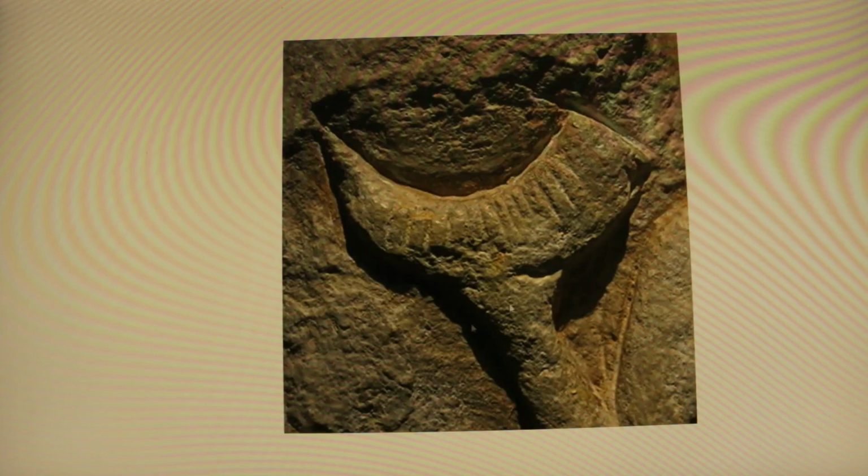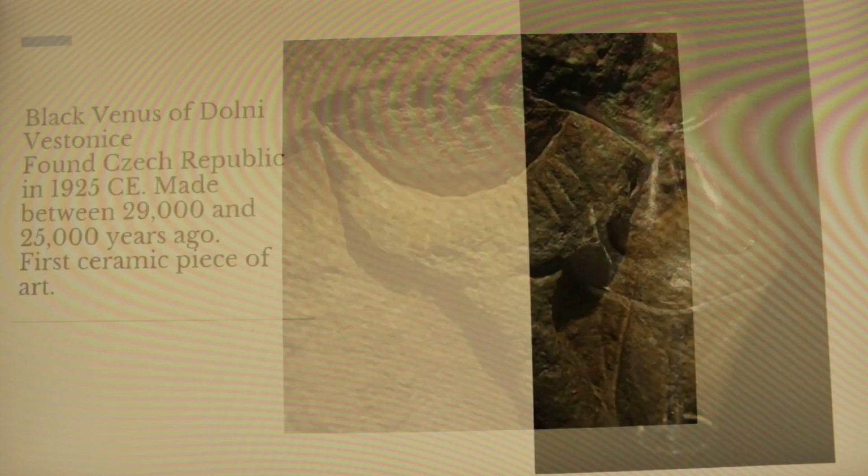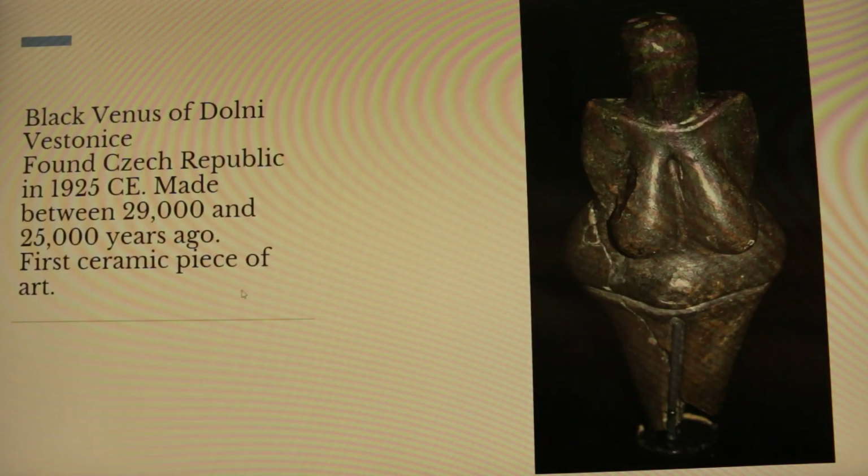She clearly has her hand, oops, let me go back, on her abdomen. And so again, maybe she's linked to fertility. The Venus of Laussel then is different than these other Venus images.